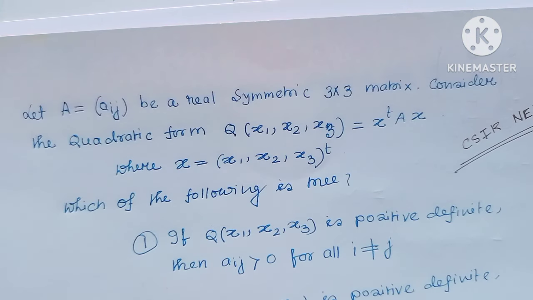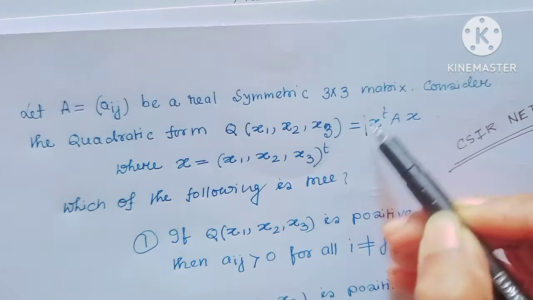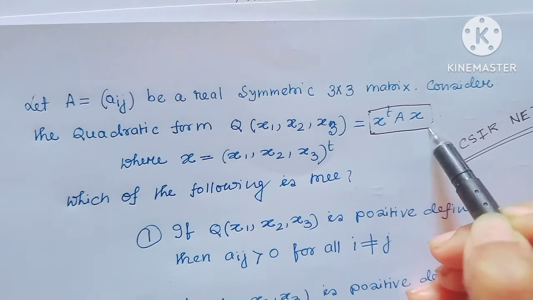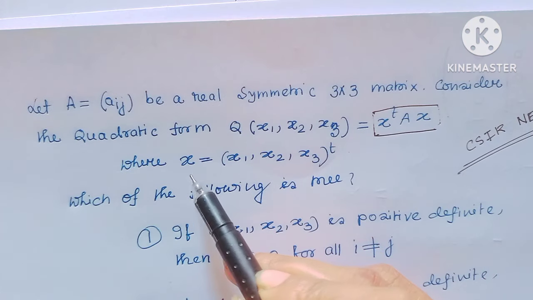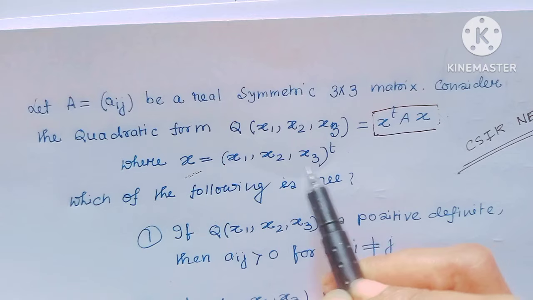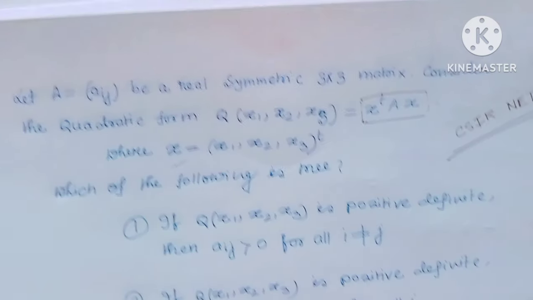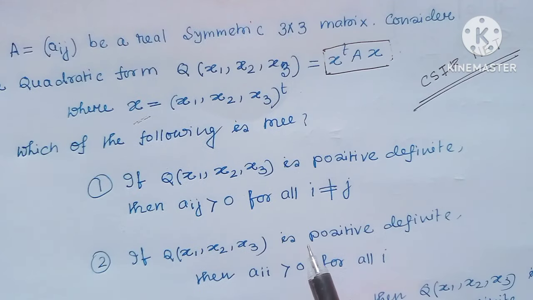Now, let's see one question which had come in a CSIR NET exam. Consider A = (aij) a real symmetric 3 cross 3 matrix and consider the quadratic form Q(x1, x2, x3) = x transpose A x, where the vector x = (x1, x2, x3) transpose.